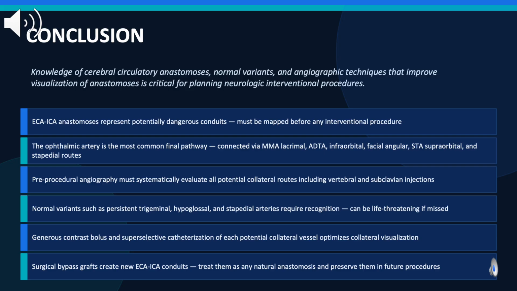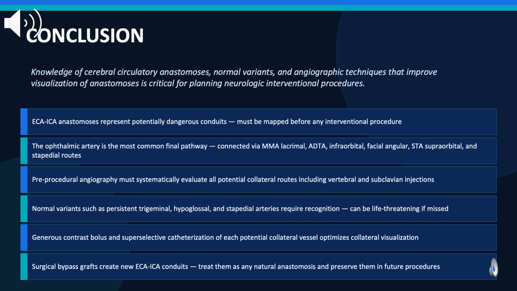This conclusion crystallizes the 6 safety principles that should govern every neurologic interventional procedure. Principle 1, map all ECA ICA anastomosis, is the action-oriented summary of the entire course. Identification is not passive observation, it is active mandatory pre-procedural mapping.